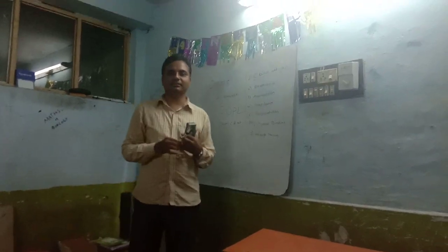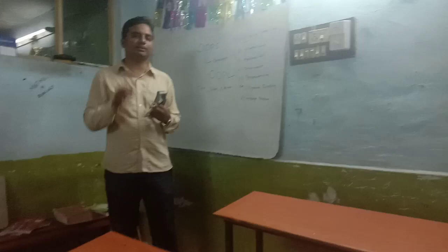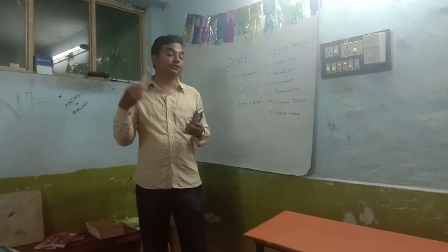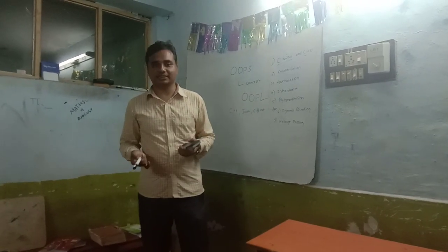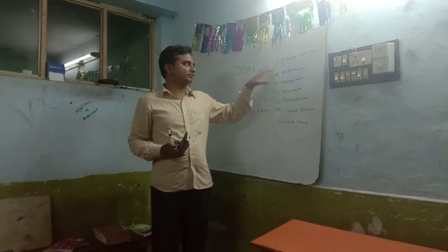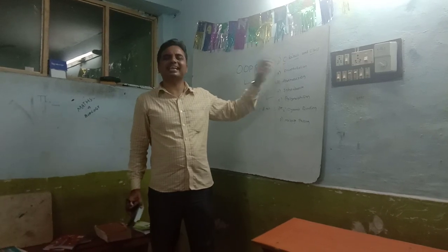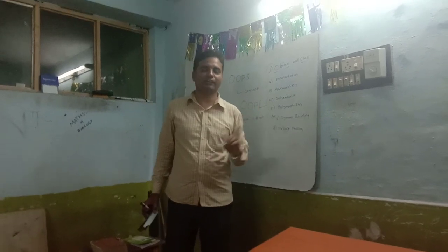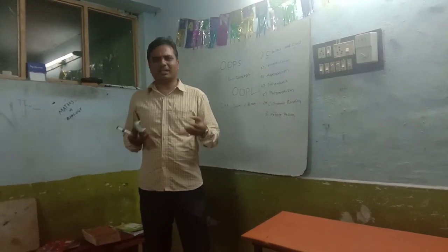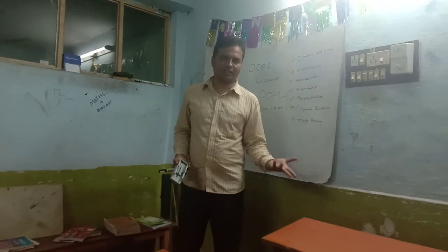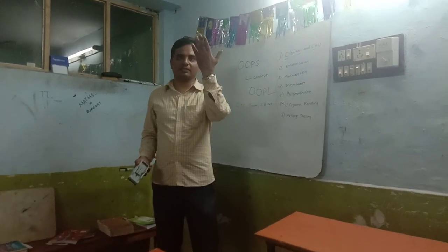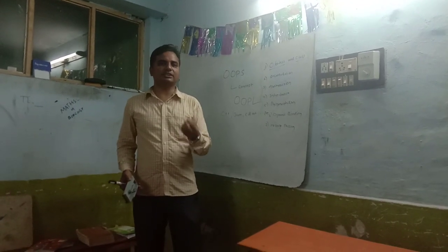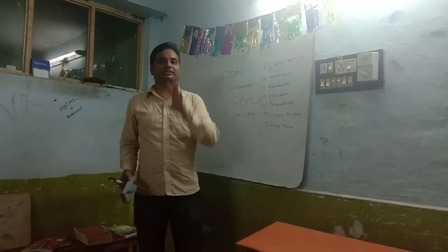If anything is visible and touchable, that should have physical existence. That's it. That means, once again I am saying, an object is anything which has physical existence. Okay, fine. I am giving some other examples. This page, object. Fan, object. Everything is an object. Why? Because these are visible and we can touch these things.